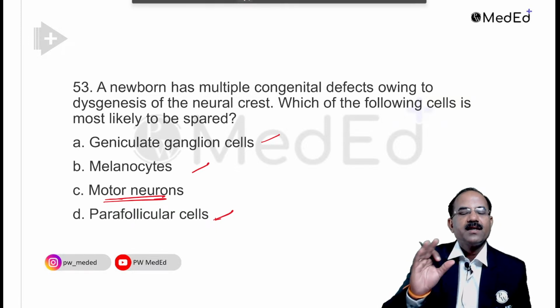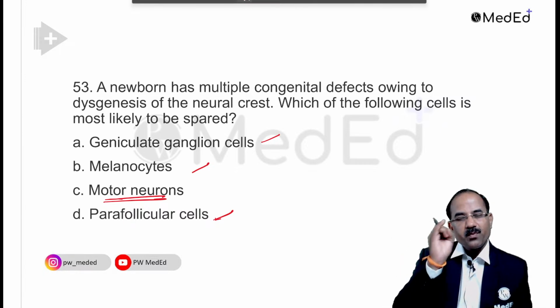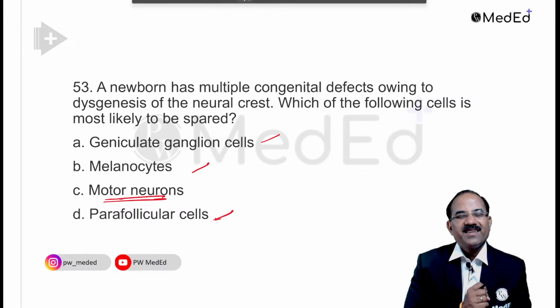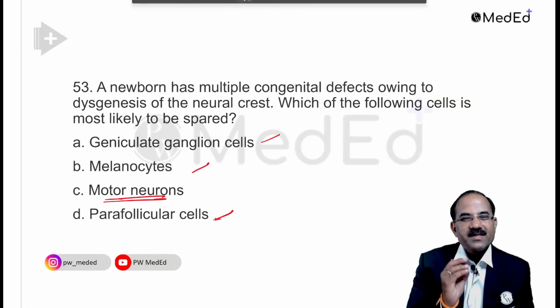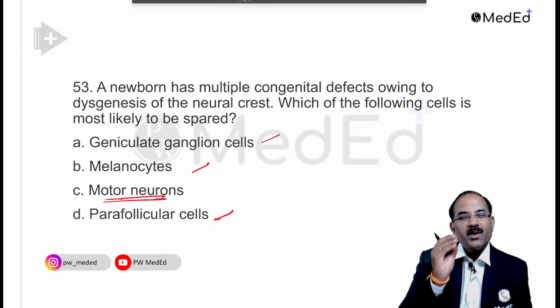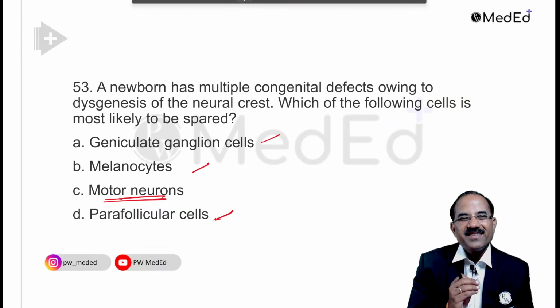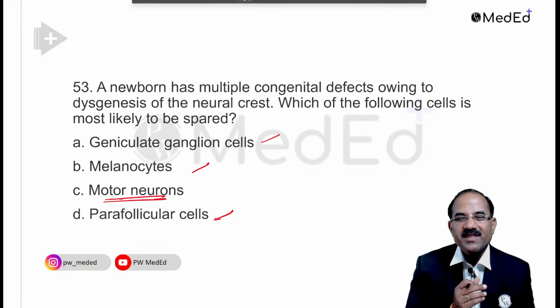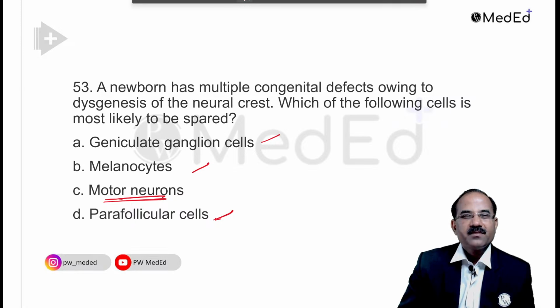Derivatives of neural crest cells, that's another very important topic. I'll just enumerate what the neural crest cells form. They form the leptomeninges, they form the melanocytes, they form the endocardial cushion, they form the aorticopulmonary septum, they form the parafollicular C cells of thyroid, they form the corneal stroma, odontoblasts, melanocytes, right?